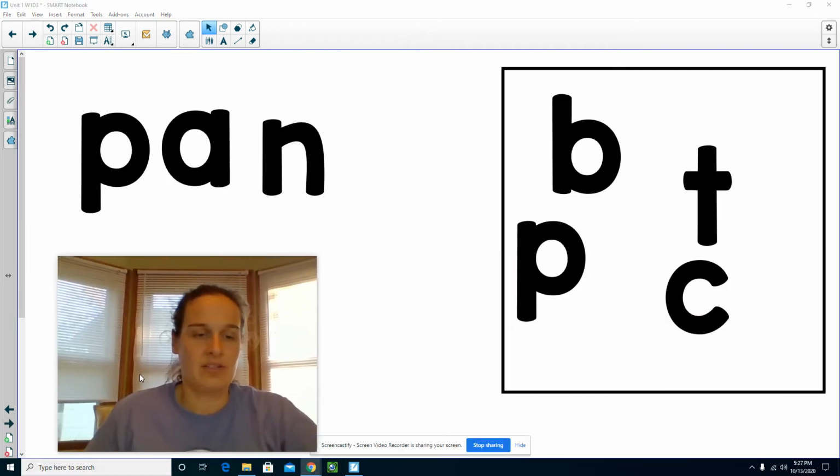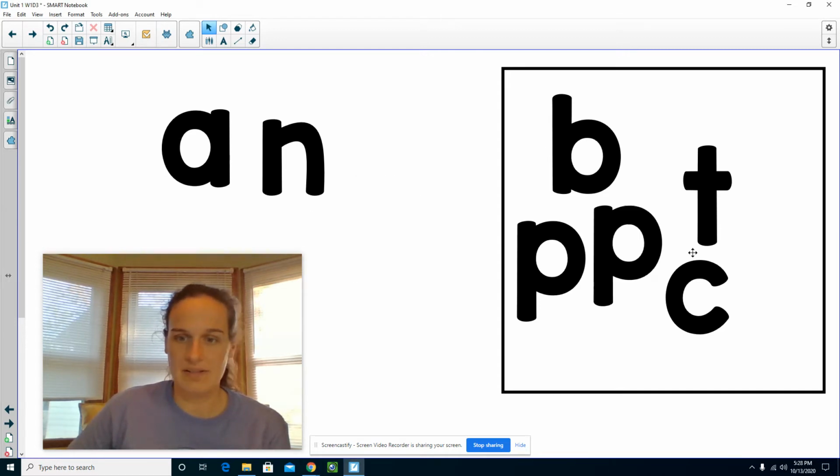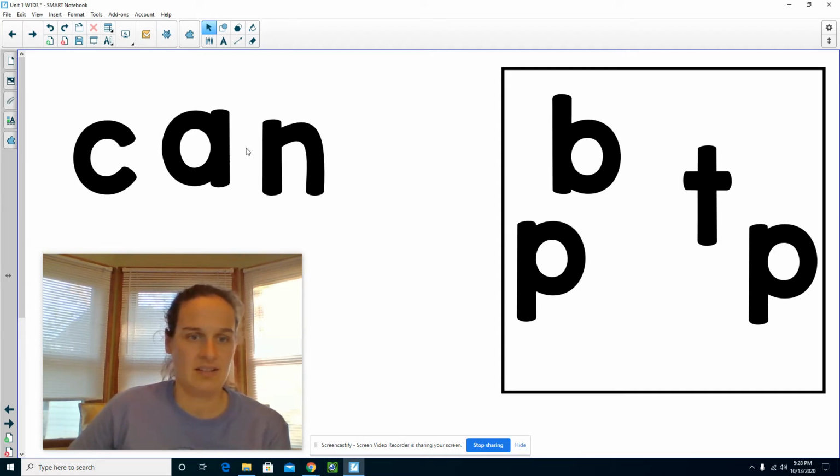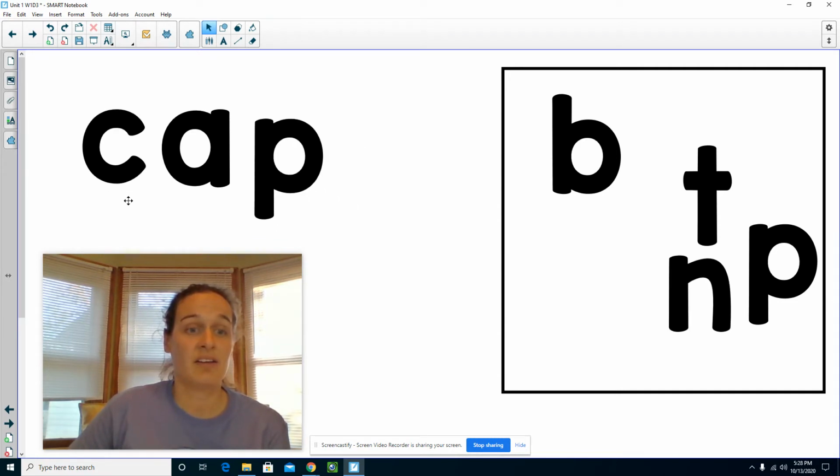We are now going to review what that A says. A says a. So P says p. A says a. N says n. An. Pan. Our next one is this word. C says k. A says a. P says p. Cap. The word is cap.